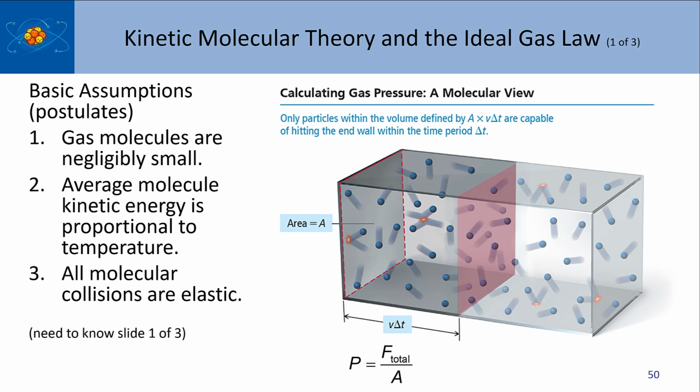So what we've come to now is a section called Kinetic Molecular Theory, and it's probably one of the densest sections in the textbook. And I don't require that you know all of it. Really, what you need to know is on slide one of this set of three. And then I'm actually going to skip the next two.